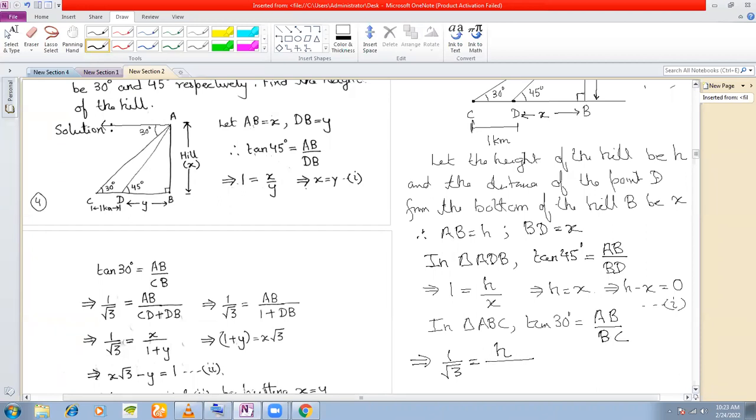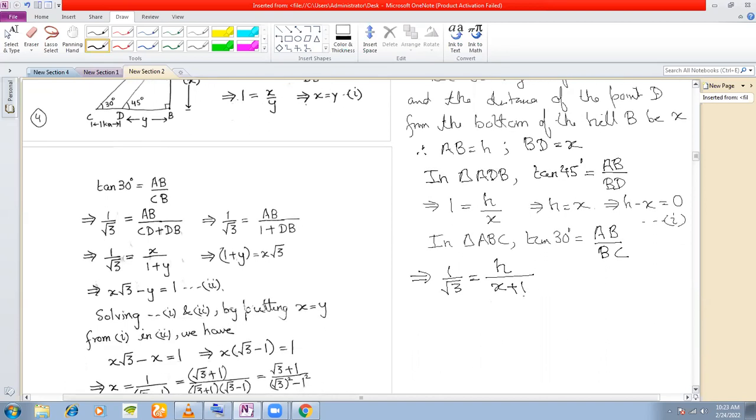And BC. What is the value of BC? What is the distance BC here? BC, if you see, this entire length is BC. So this length is X, right? And this length is 1 kilometer. So the entire length BC is X plus 1, right? So we are getting the second equation here also. So cross multiply, you get X plus 1 is equal to H root 3.